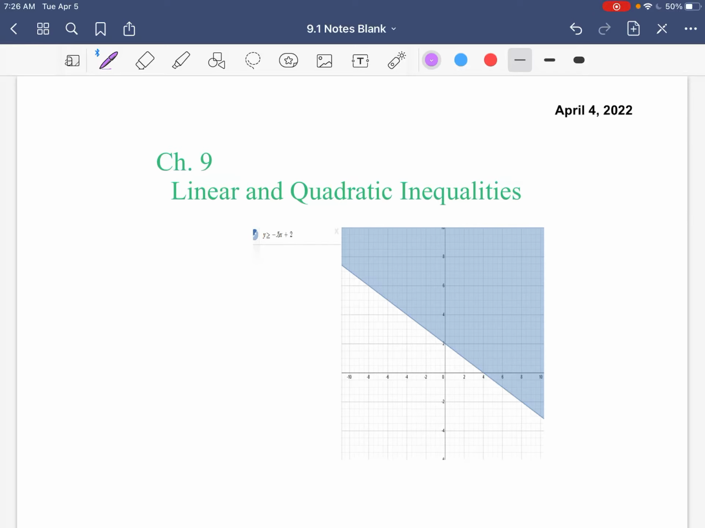Today we're going to be looking at 9.1, linear inequalities. This was something that we did in Foundations 20, and we're going to do it again, but with a little bit of zest in coming sections.